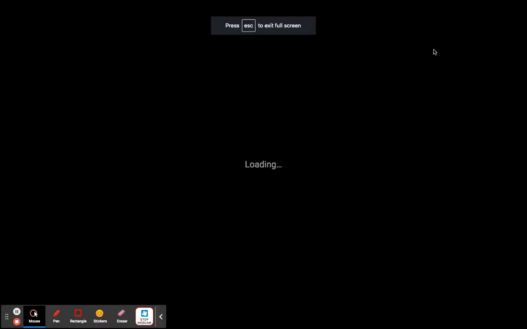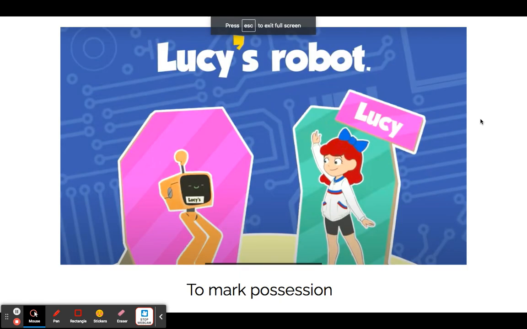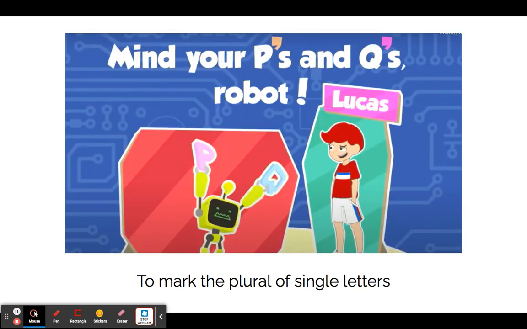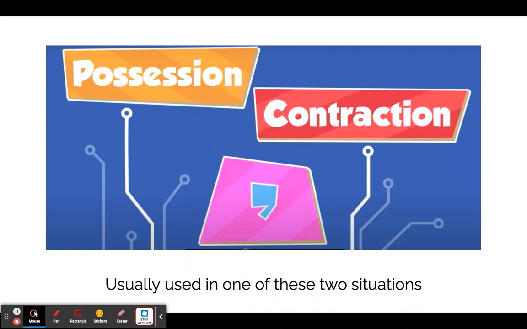Okay, so some recap. Apostrophes are used for several things: to mark possession, Lucy's robot, showing that somebody has something or owns something. It shows a contraction, don't eat that robot, to show that two words are being put together to make it shorter. So don't is do not. And then to mark the plural of single letters, which is a little less common, but it does happen. Mind your P's and Q's. So the two main reasons would be to show possession and to show a contraction of two words.